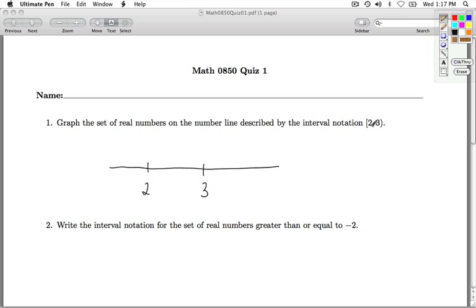We have a bracket around 2. That means that we're including the point 2. So we can illustrate that by using a filled in dot above 2. We have a parenthesis at 3, so we're not including the 3, so we can use an open circle for that. And we're looking for the x's between 2 and 3, so from 2 to 3. So that'll do it for number 1.